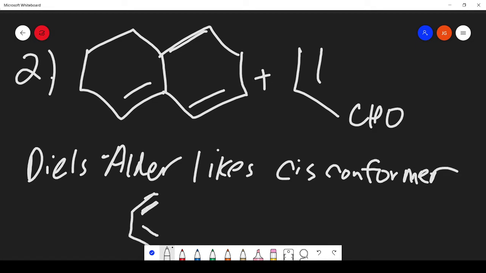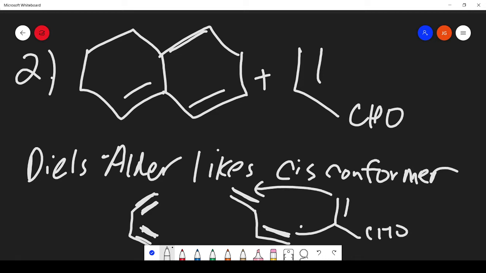So like this, where your 2 alkenes are facing the same side. It does not favor the trans conformer, in which the 2 alkenes are facing opposite directions. And the reason for that is because it's going to be very hard to get the overlap between orbitals necessary when the diene comes to attack. It's going to be very hard to get these orbitals to overlap all at the same time. So if we have a trans conformer like this, we're not really going to see any reaction. So here, there's no reaction.